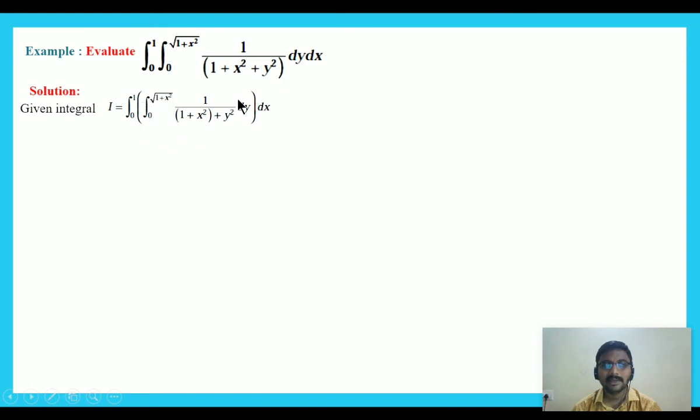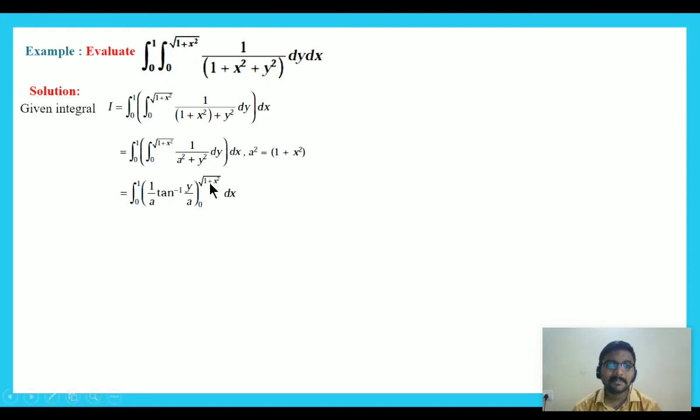Solution: given integral, let it be I. Here we have to apply integration with respect to y and then x. But while integrating with respect to y, keep x as silent, that is x is treated as constant. 1 plus x square is treated as constant. Now take 1 plus x square as some a square so that we will have a formula. So what is the formula here? Integral of 1 by a square plus y square dy is 1 by a tan inverse of y by a. Formula is 1 by a tan inverse of y by a.